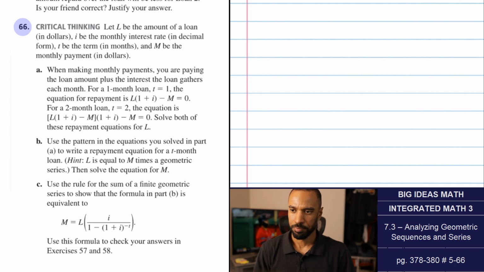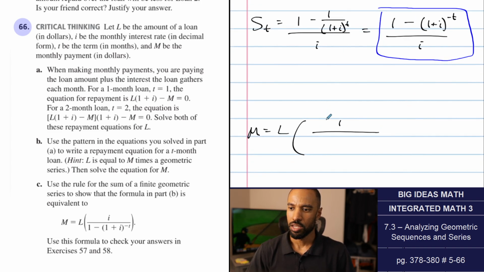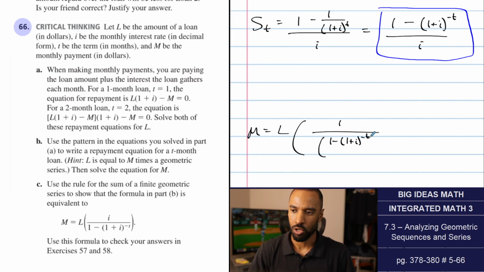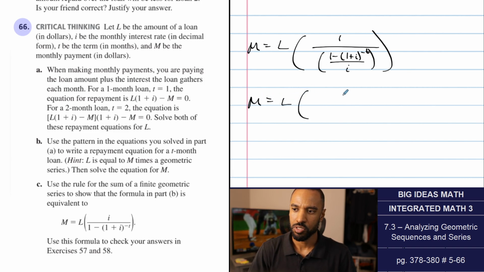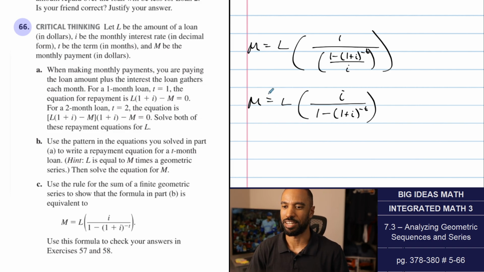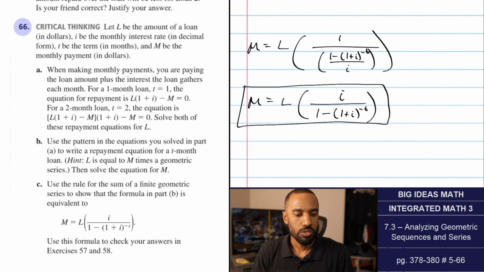So now we have M equals L times 1 over this fraction, 1 minus 1 plus I to the negative t, all over I. And 1 over something means we can flip that fraction. So this would become L times I over 1 minus 1 plus I to the negative t. Is that the same thing as this? Got it. All right, I showed that. That took a while. Use this formula to check your answers in exercises 57 and 58.